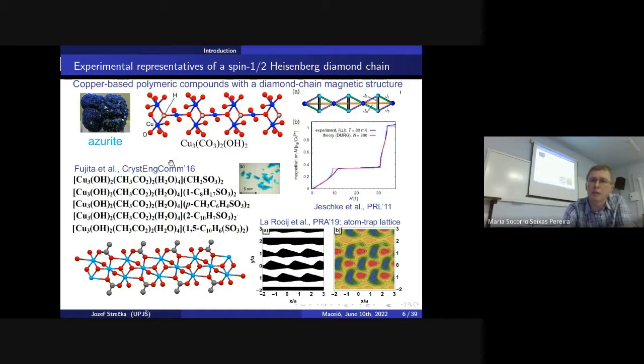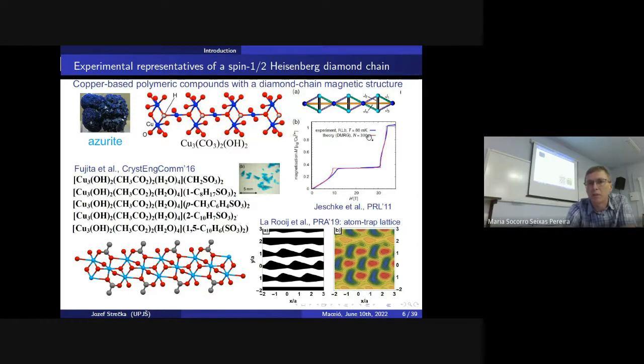We have a lot of examples of the so-called Heisenberg diamond chain. Maybe the best known example is azurite, this natural mineral shown in this figure, and here is shown part of its crystal structure. Blue circles denote lattice positions of copper 2+ ions, which are spin-1/2 particles, and its magnetic structure corresponds to the diamond chain. So you see that the elementary unit is a diamond chain.